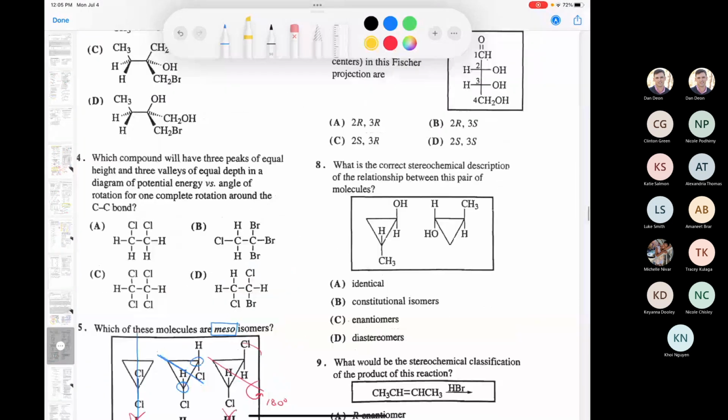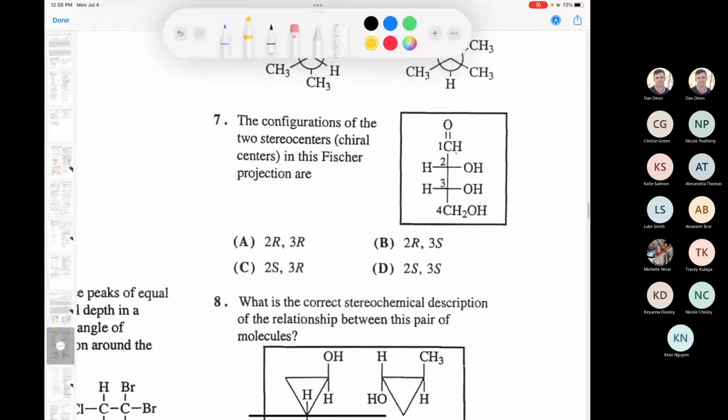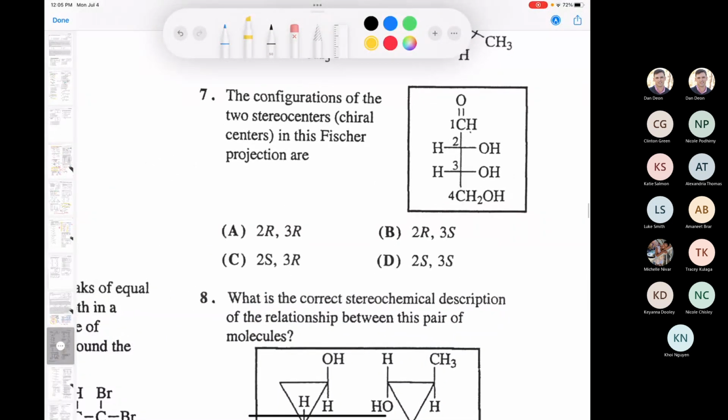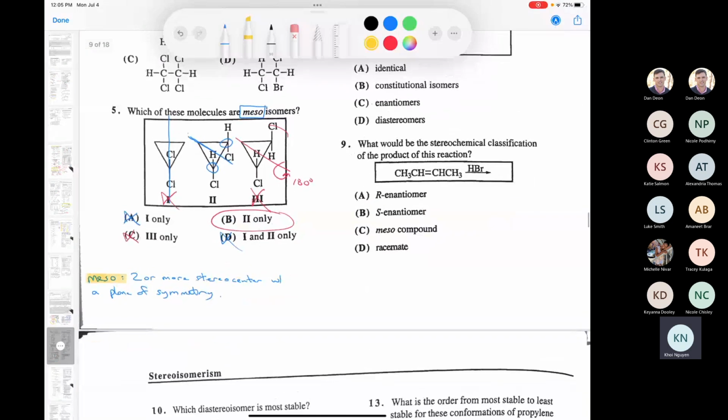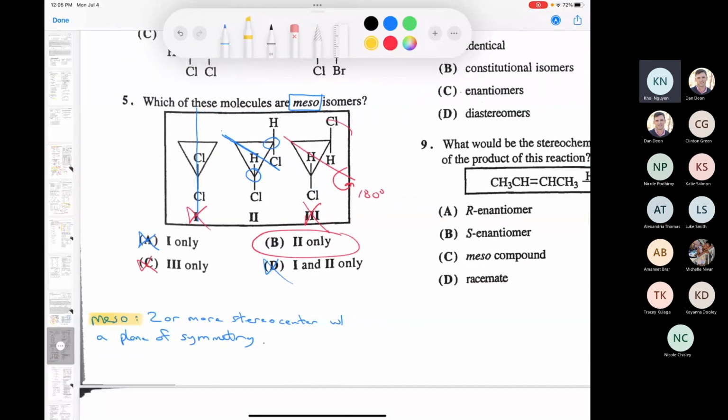Let's move on to question 7. Oh boy, now this one, I want to go over with you. It's just more practice. Yeah, I just have a question. I'm kind of confused between the plane of symmetry and axis of symmetry. What's the difference between them?